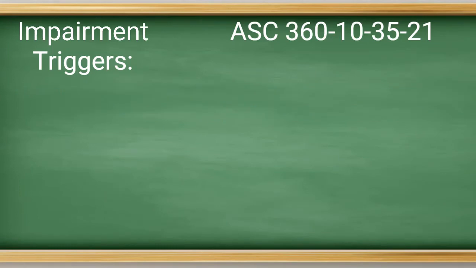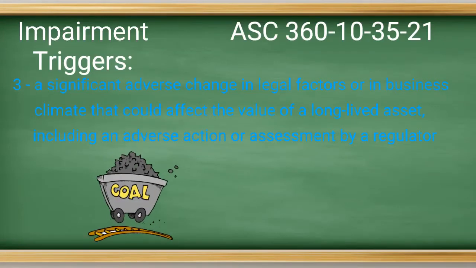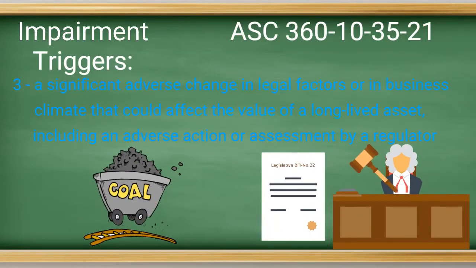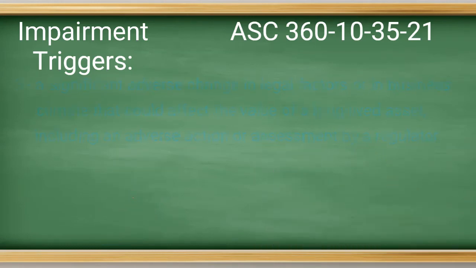The third trigger is a significant adverse change in legal factors or in business climate that could affect the value of long-lived assets, including an adverse action or assessment by a regulator. A good example of this would be a coal company and laws and regulations changing, making that company's product less desirable or even uneconomic by government rules.